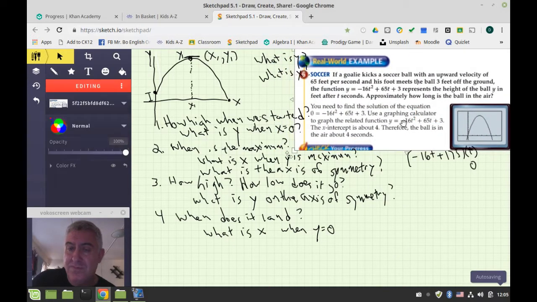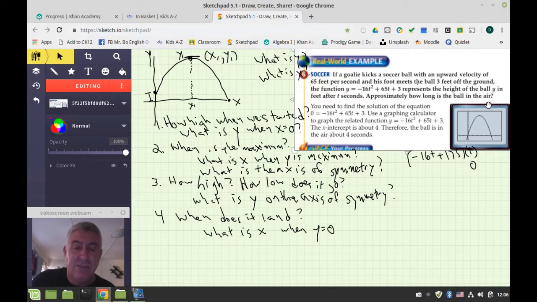Here we go. I've got a soccer example. If a goalie kicks a soccer ball with an upward velocity of 65 feet per second and his foot meets the ball 3 feet off the ground, the function represents the height of the ball y after t seconds. Approximately how long is the ball in the air?